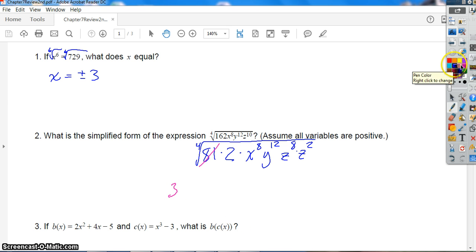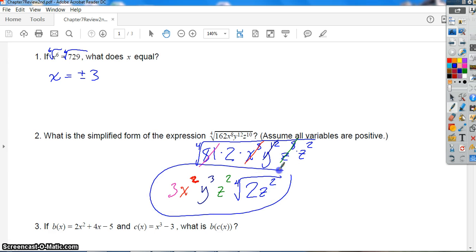X to the 8, which is in red, this will be x squared, because 4 goes into it twice. 2. Y to the 12th, that'll be y to the 3rd. Z to the 8th will be z squared. And then the rest of this stuff can't be touched because you can't take the 4th root of it. So there you go.